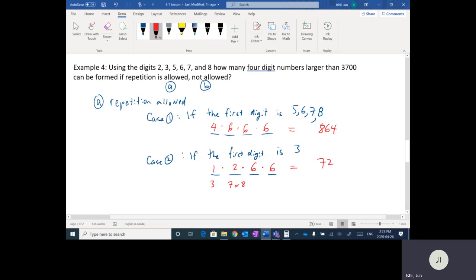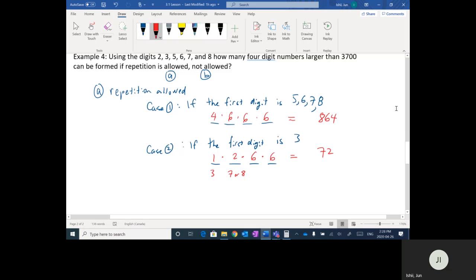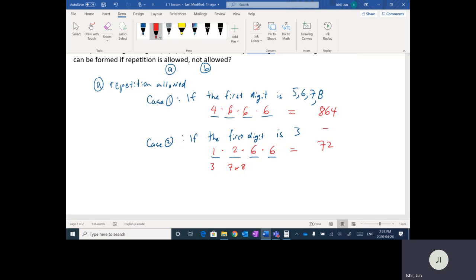All right. So to answer this first question, what we're going to do now is add these 2 possibilities together, or these 2 cases. All right, so when we add these together, let's just do that. 864 plus 72 is 936. So, to answer the question, there are 936 possible ways.